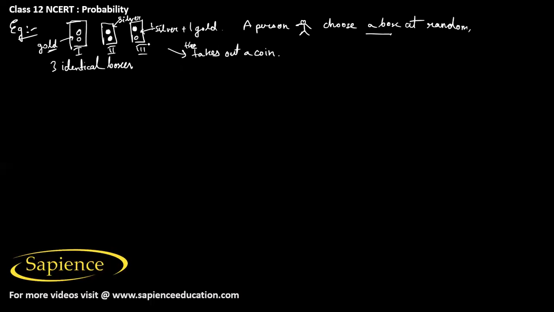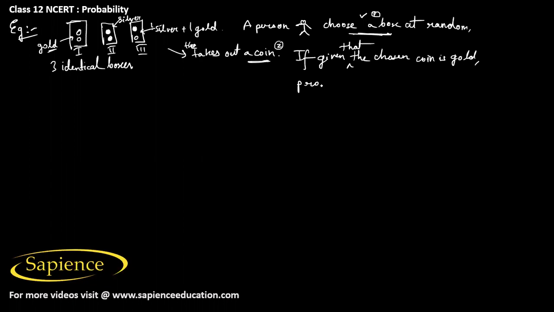So first he has to choose the box, then he has to choose the coin. Okay. Then, given that the chosen coin is gold, then what is the probability?